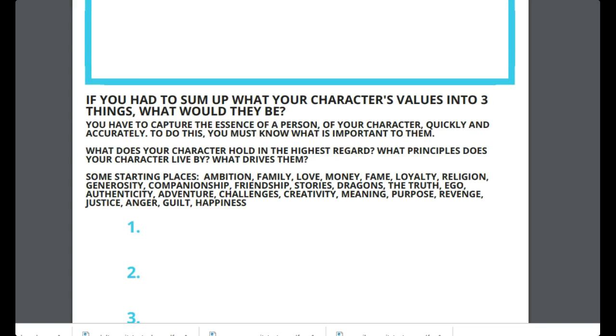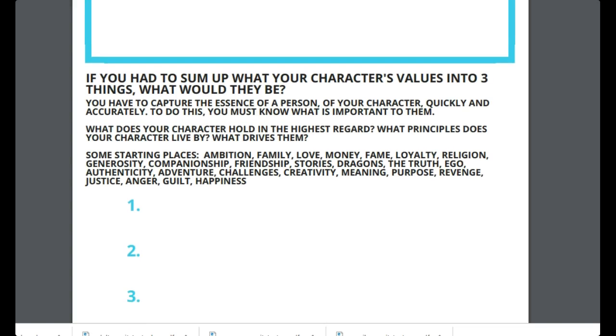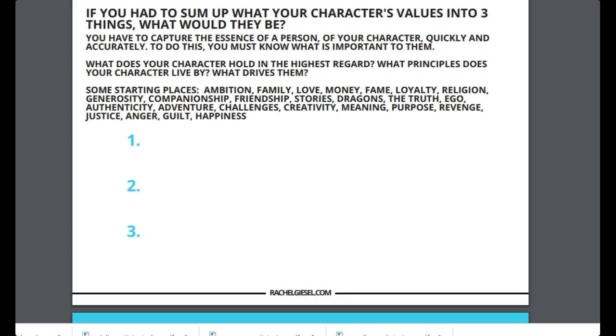If you had to sum up your character's values into 3 things, what would they be? Well, maybe with her, it's popularity, acceptance, and being loved. And these are just examples. But it could be that your character is after money. You could have the shapeshifter who shapeshifts because he wants to go and get money from various places. Maybe he wants to go into Hollywood, for example.